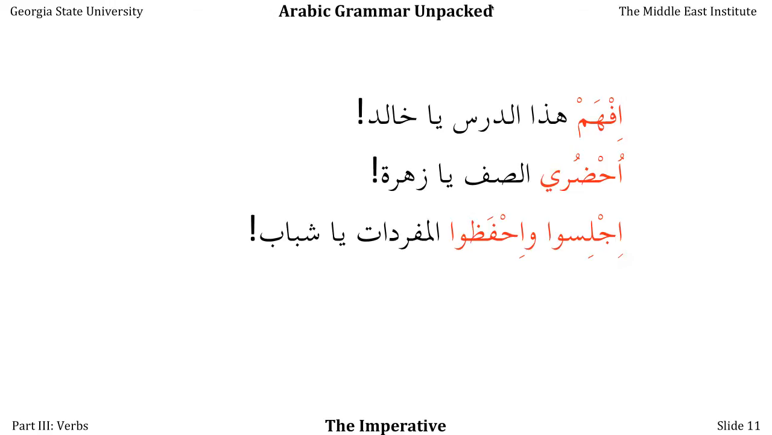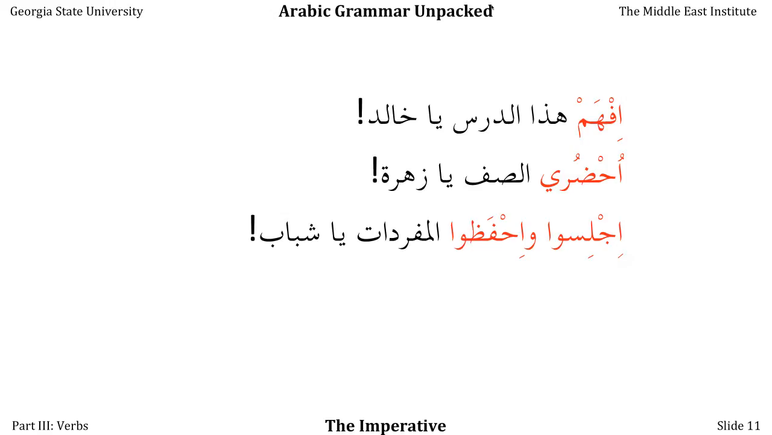If we're talking to a group of people, I can say, Ijlisu wa ihfadhu al-mufradat ya shabab. Hey guys, sit down and memorize the vocabulary. The verb jalasa uses kasra in the present tense, so we say ijlis. The verb hafidha uses fatha in the present tense, so because it doesn't use dhamma, we use kasra as our helping vowel. Ihfadhu al-mufradat ya shabab.